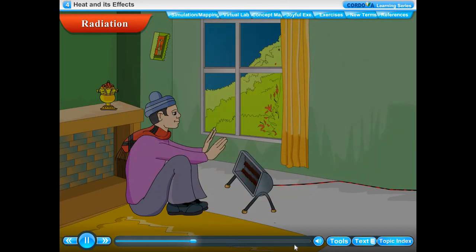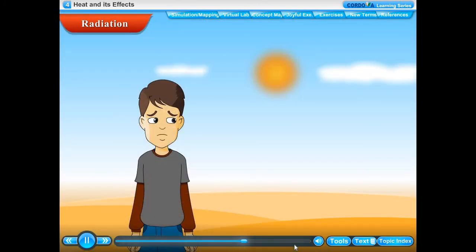If the heater is switched off, we immediately feel cold. This shows that the air around us remains cold. Thus, there must be a third process of transfer of heat in which the medium, air in this case, is not heated, and yet there is transfer of heat. This process is called radiation. We receive heat from the sun by radiation.